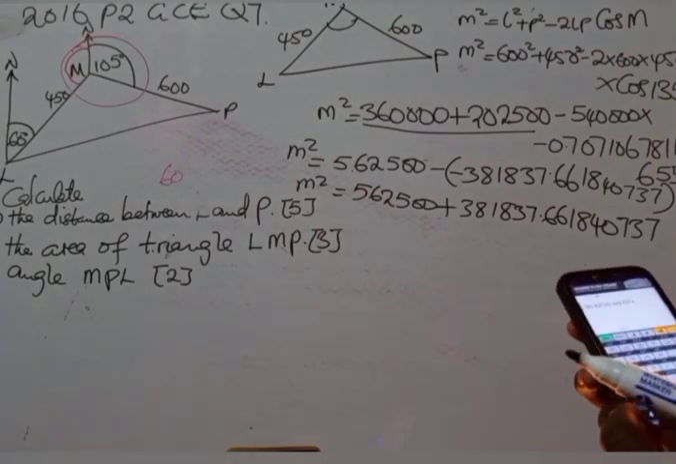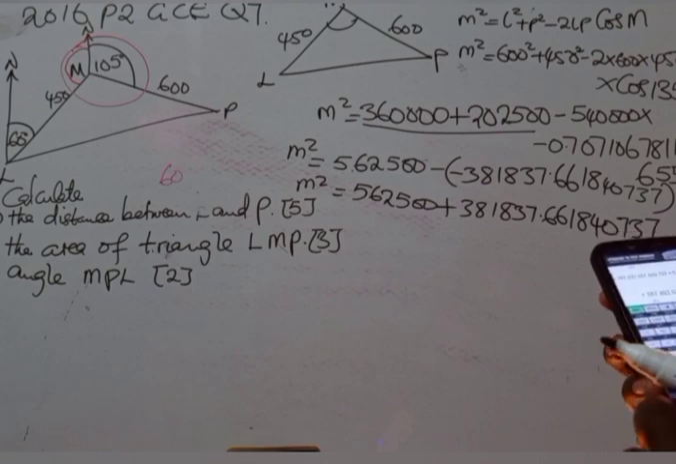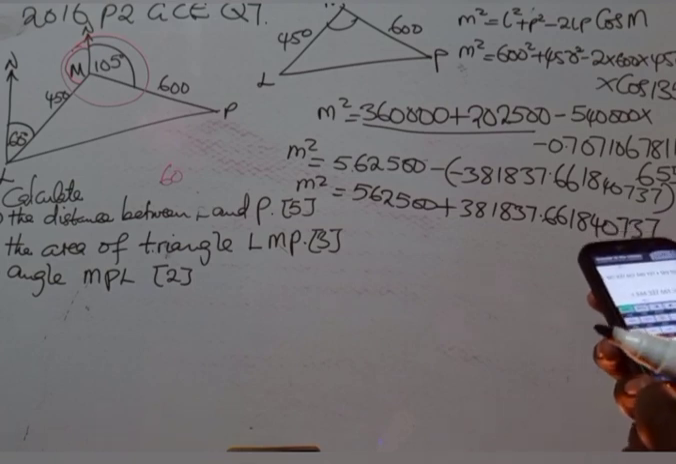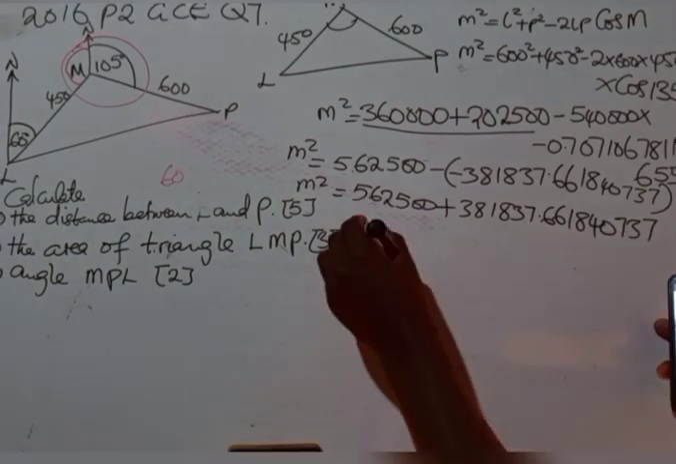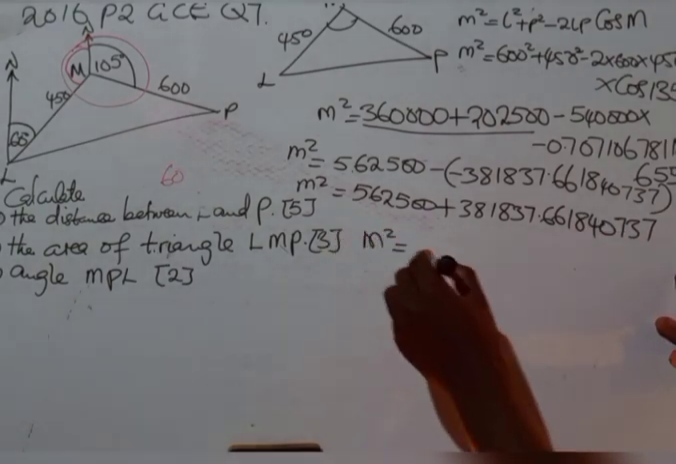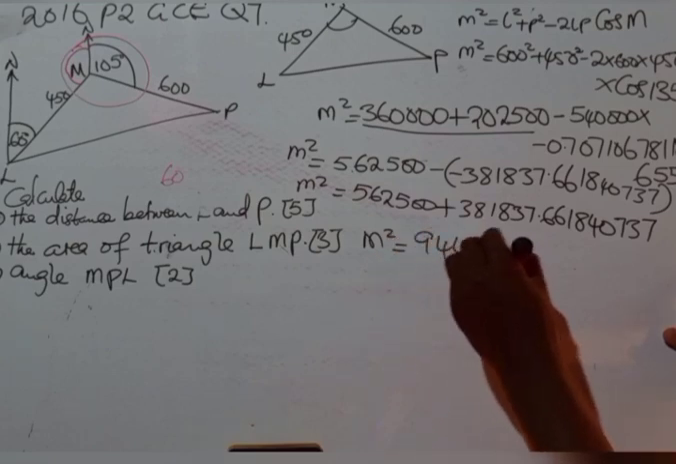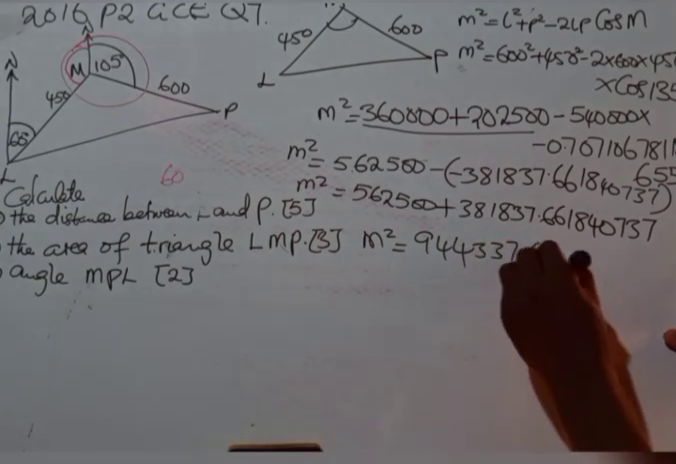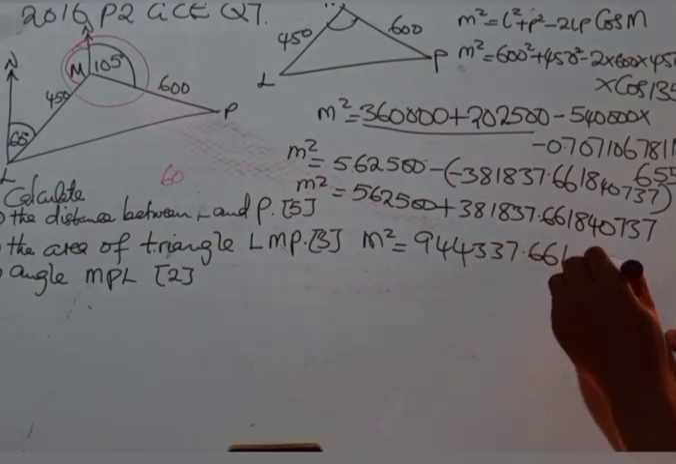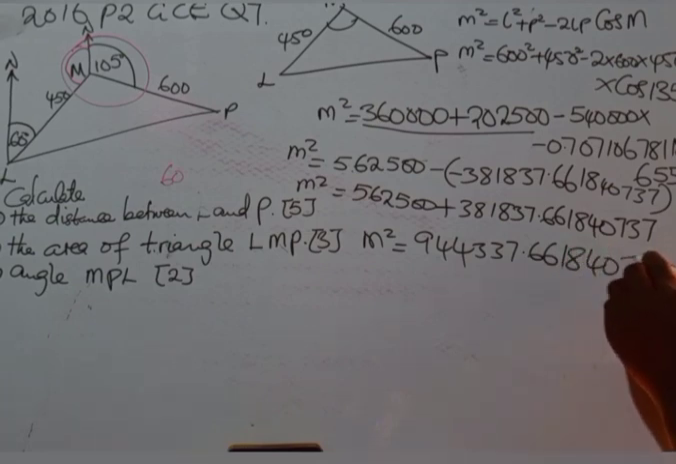So we have 5V6, 2588 and 2 zeros. 2 5 and also 2 zeros. So we have m squared is equal to 944,337.66184. We have 0 there, then we have 737.